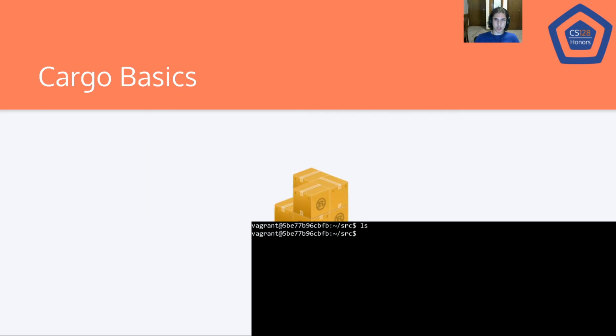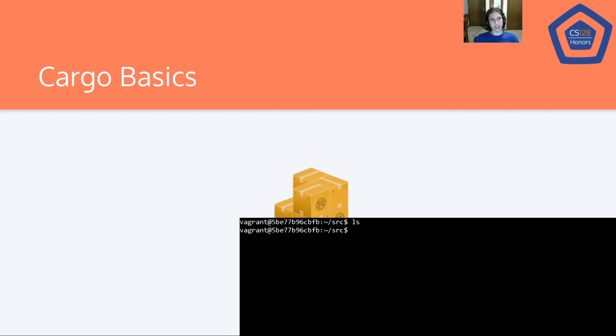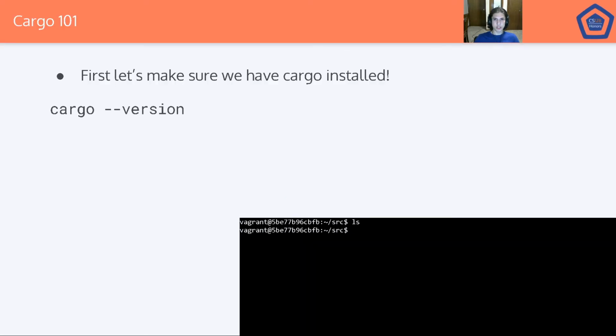Okay, so let's talk about cargo basics. Here's a little logo I found, Rust Cargo. I just thought it was nice, so I included it. First, let's make sure cargo is installed. This is pretty easy. You can just do cargo version, check what version we have. Since this was pre-installed on your virtual environment, you should have cargo 1.53.0. If you don't have this, then let me know. Or if you don't have cargo, then let me know.